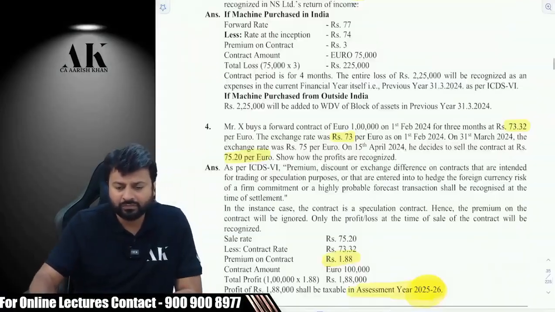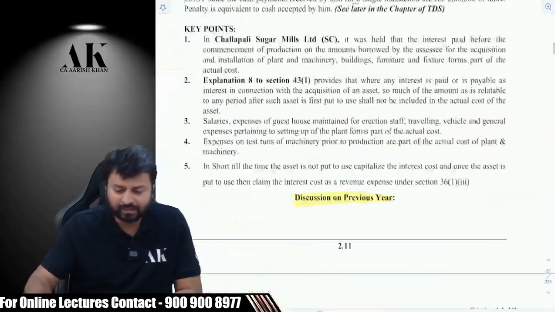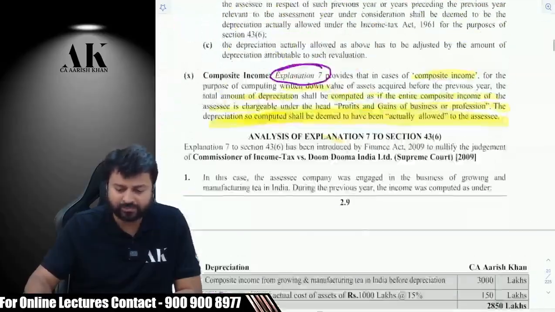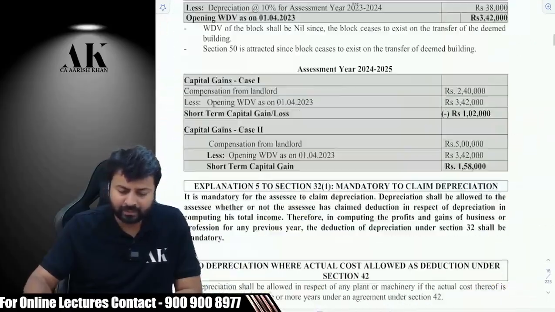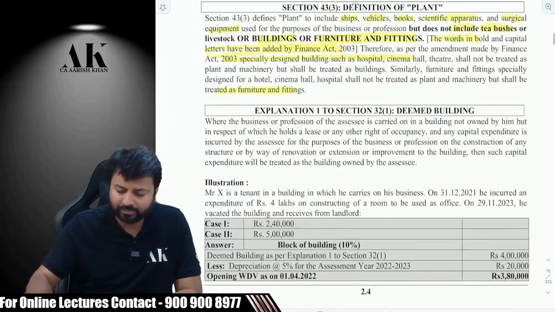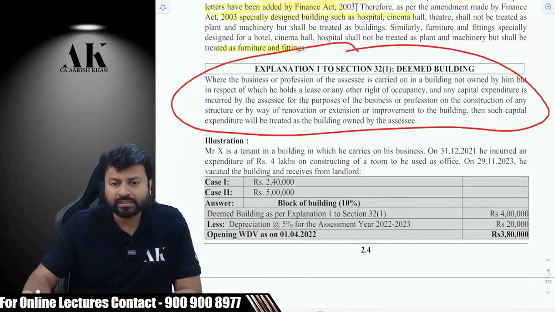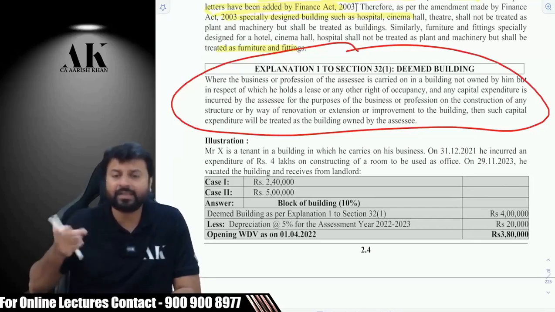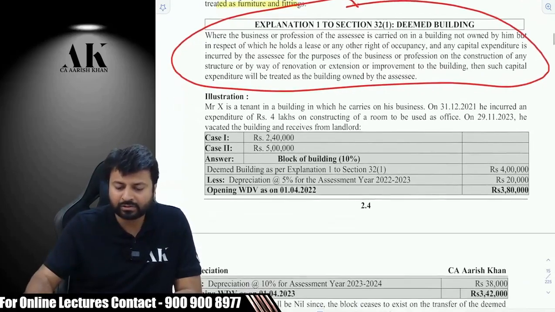Now this issue was there in the chapter of depreciation, but we have not dealt with that earlier because earlier we were not aware of this concept of deemed building. So now because we are aware of the concept of deemed building, we can see this particular case. Come to page number 2.4, all of you. This is the provision of deemed building. This applies when a tenant incurs a capital expenditure on the property of what? On the owner. Okay. And then there is an illustration below. Just go through it once.